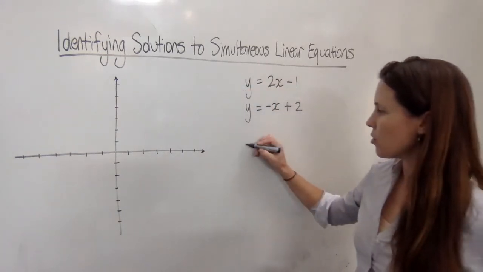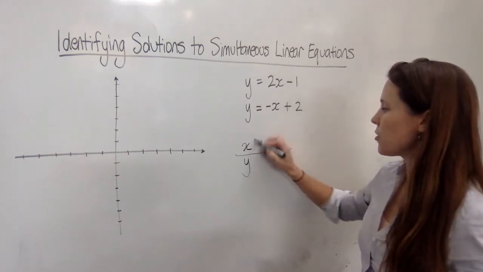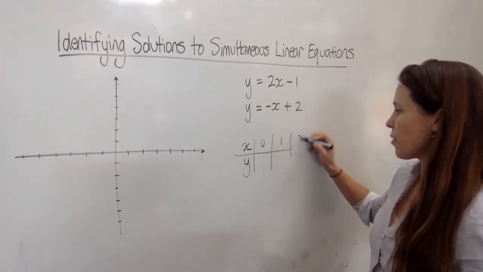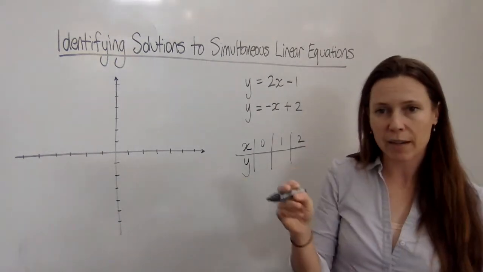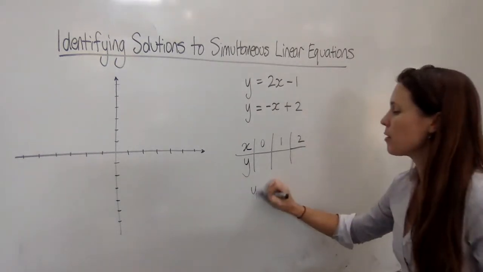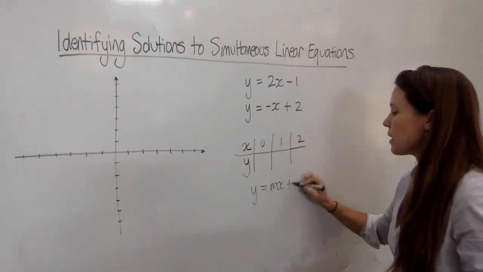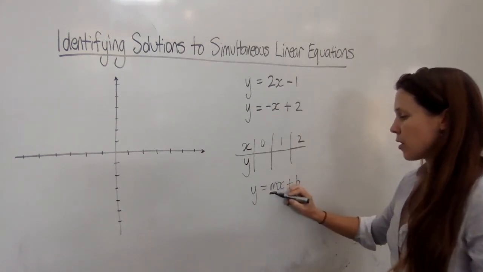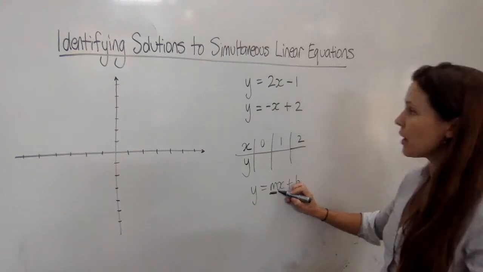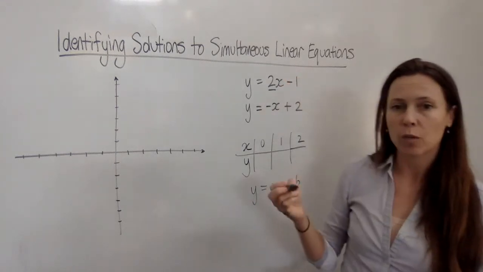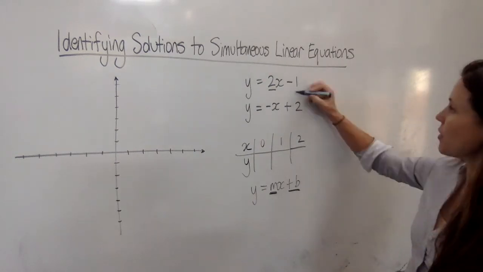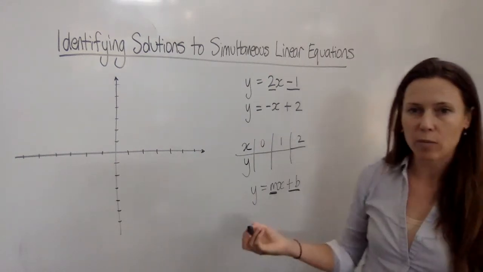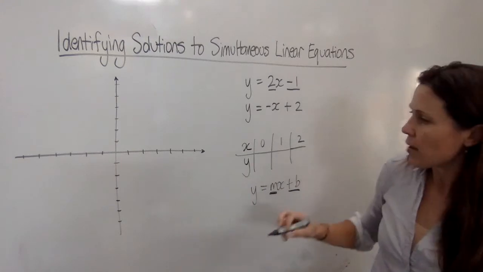Now, there's a few ways you could do it. You could set up a table of values and say when x is a range of things, what would y be? You can also graph it by using the y equals mx plus b method, where we know already that the coefficient of x, the number in front of the x, which in this case is 2, will be the gradient of the line, and the number that's tacked onto the end, which in this case is minus 1, will be the y-intercept. Let's use that method.